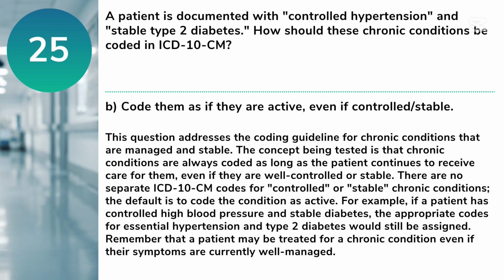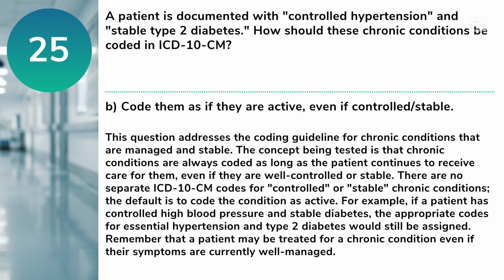Answer: B. Code them as if they are active, even if controlled/stable. This question addresses the coding guideline for chronic conditions that are managed and stable. The concept being tested is that chronic conditions are always coded as long as the patient continues to receive care for them, even if they are well controlled or stable. There are no separate ICD-10-CM codes for controlled or stable chronic conditions. The default is to code the condition as active.